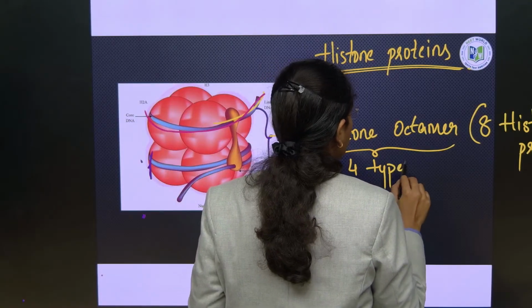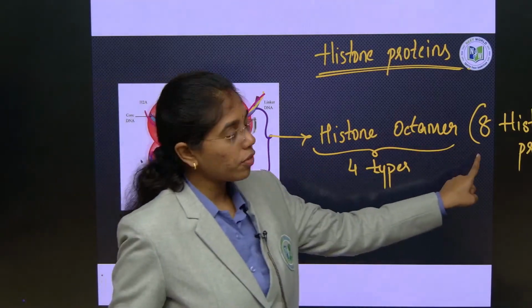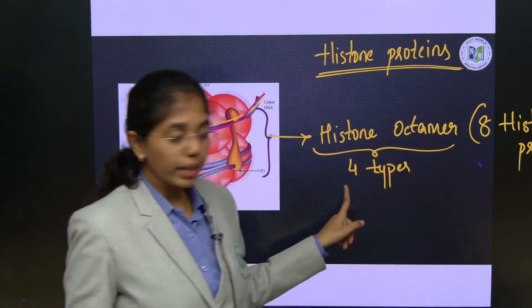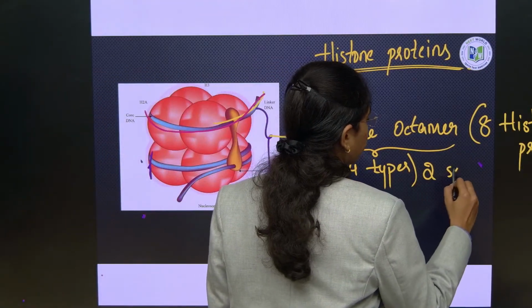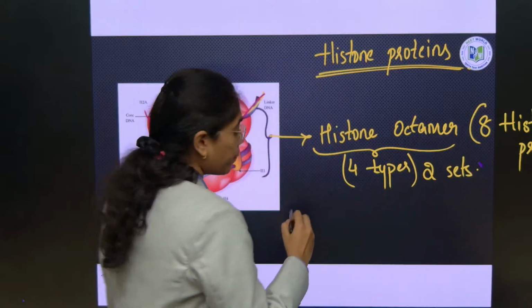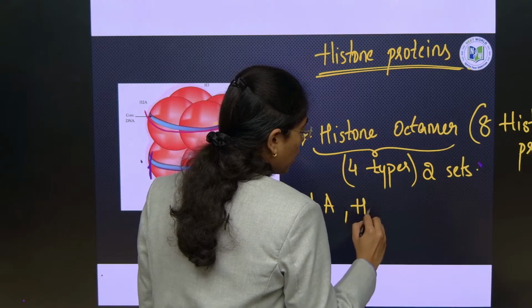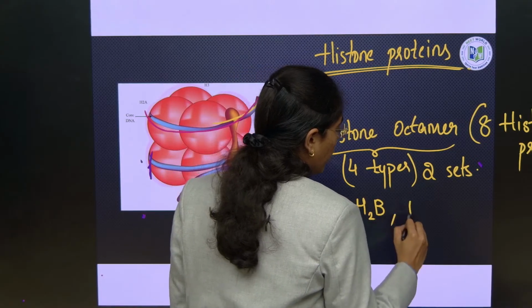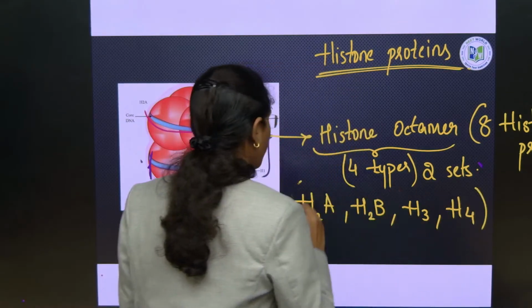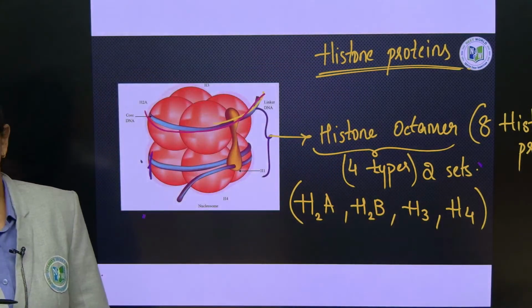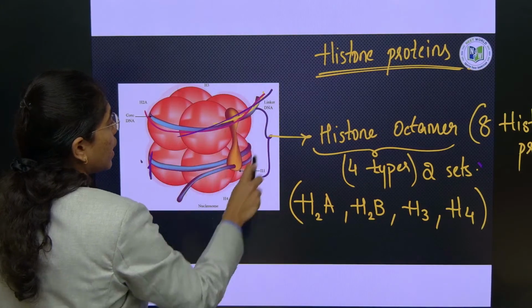Remember the statements carefully so that you will not get confused in statement based questions. The total number of histone proteins is 8. How many types? 4. Two sets of 4 types are present. What are they? H2A, H2B, H3, H4. Two sets of these are present, which forms a histone octamer around which the DNA is wrapped.